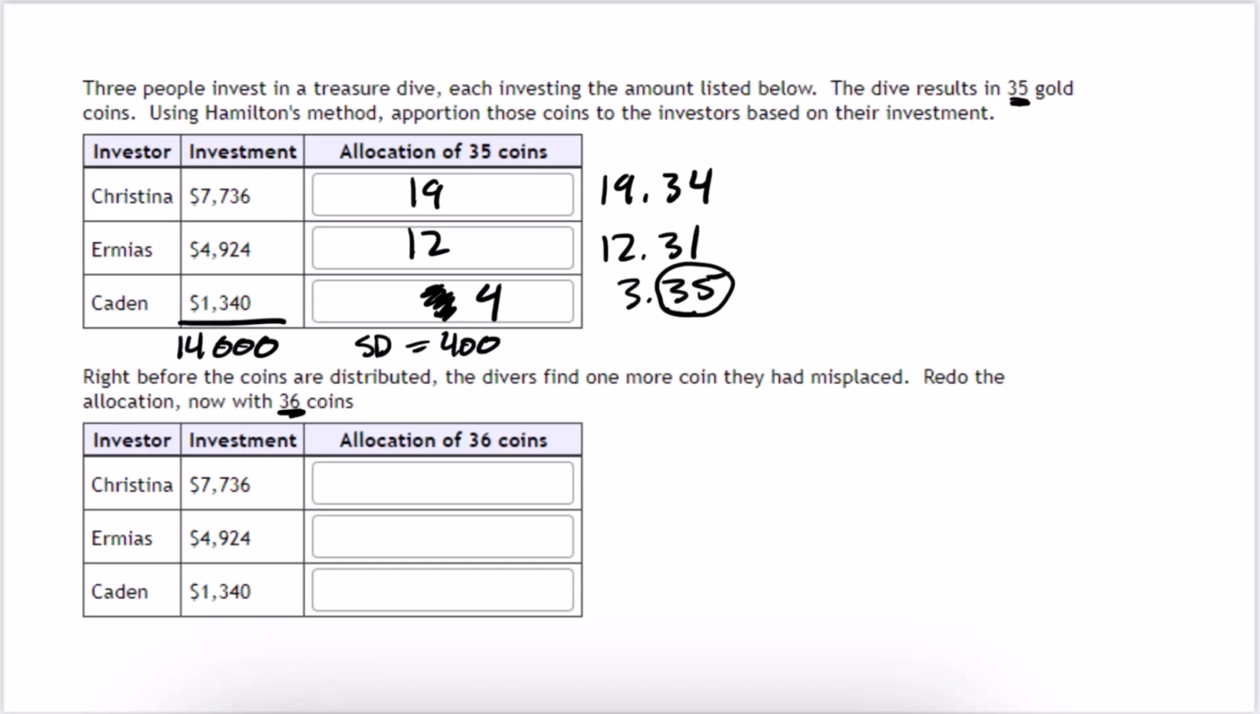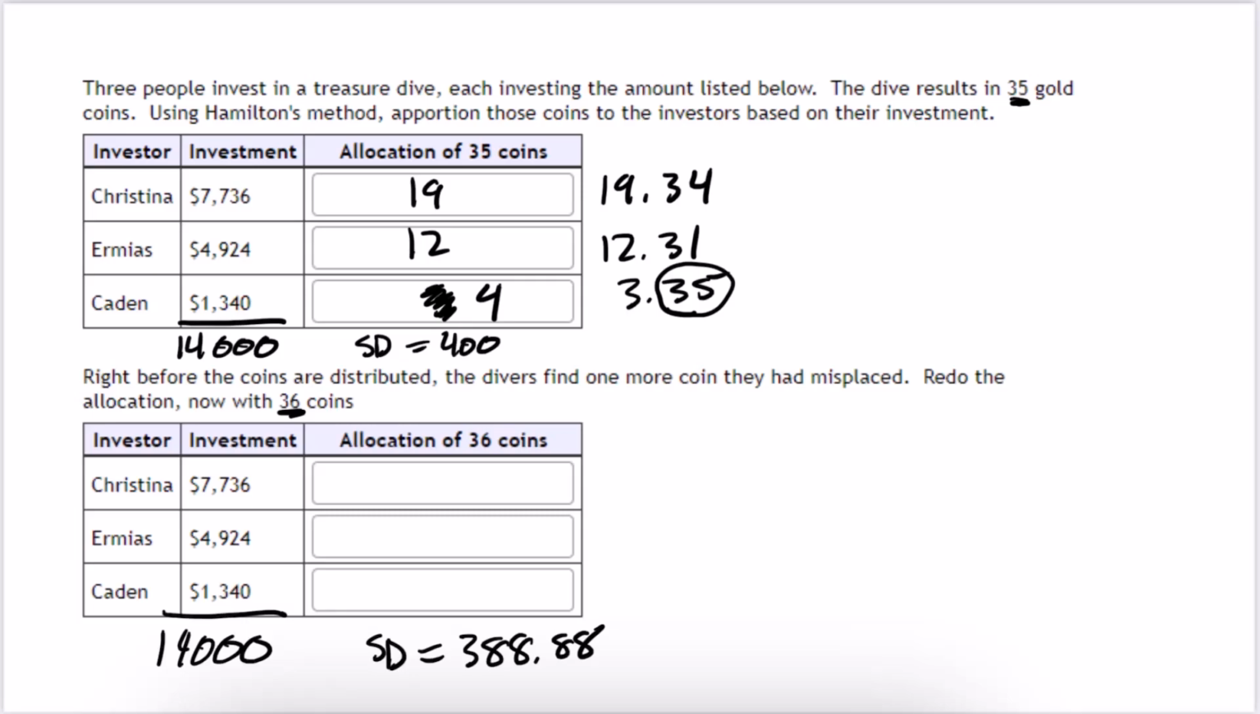Now, let's say that instead of finding 35 gold coins, they actually found 36 coins. This is kind of like adding more representatives to be apportioned, like what happened in the 1880 census. So we would recalculate this. The total amount of money that was invested is still $14,000. However, when you divide 14,000 by 36 instead of 35, you get a standard divisor of 388.88, which basically means that each gold coin is now equivalent to about $388 of investment money.